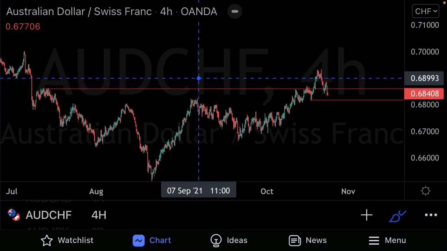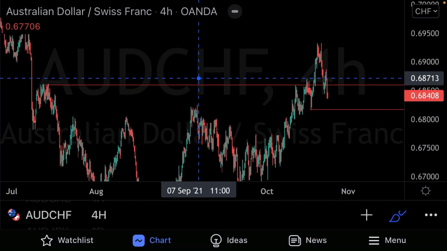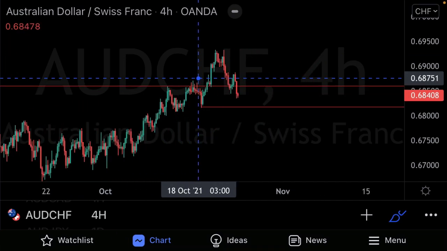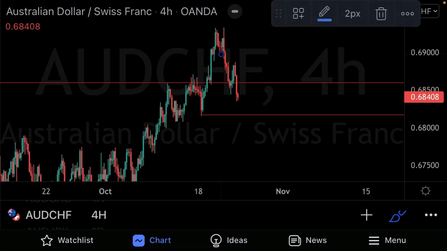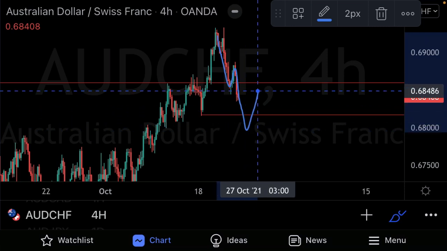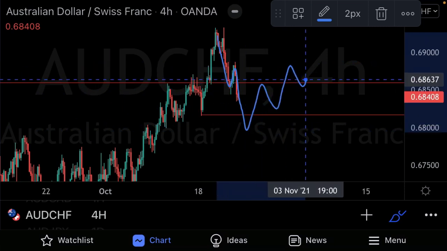So what we will be waiting for, guys, over the course of next week, very quick and very simple on our Aussie Swiss franc, is we will be waiting for prices on Aussie Swiss franc to give us some bearish bias structure. So now that we've seen some momentum to the downside, what we will be waiting for is for some corrective price action to the upside.